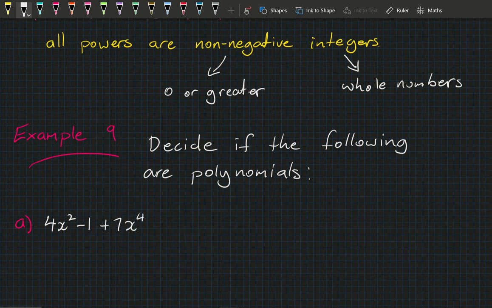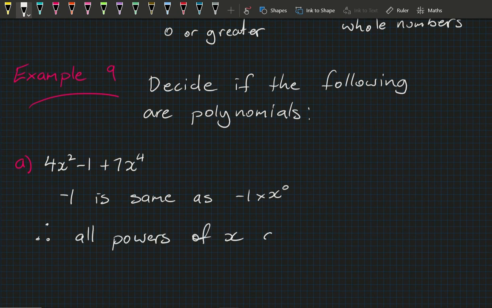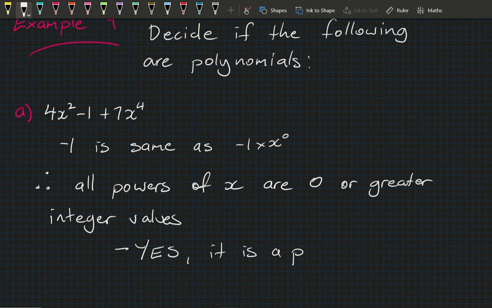So obviously 2 is a positive whole number, and 4 is a positive whole number. And on top of that, minus 1 is the same as saying minus 1 times x to the 0. So when you take that into account, that means all the powers of x are 0 or greater integer values. So yes, it's a polynomial.